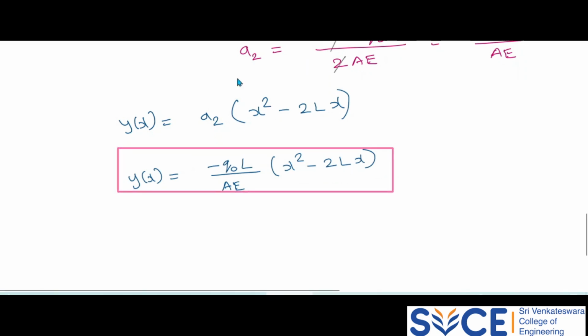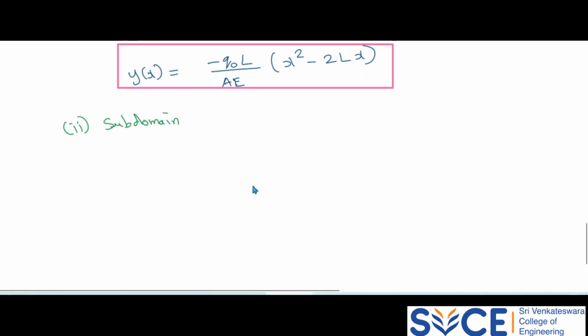So next we'll proceed with the subdomain collocation method. In this method, we integrate. The integrating limit is 0 to L. For one constant we integrate from 0 to L; for two constants we consider 0 to L by 2 and L by 2 to L. So here we integrate r of x dx from 0 to L and equate it to 0. This is my subdomain collocation.